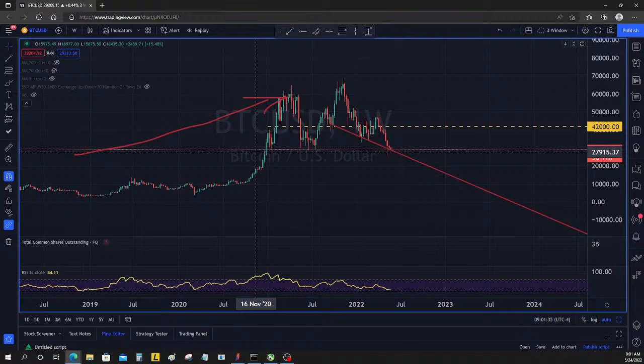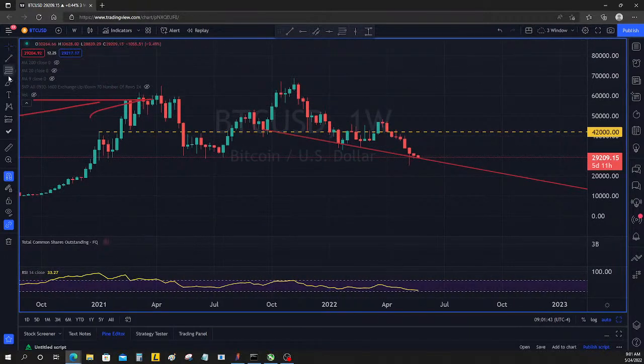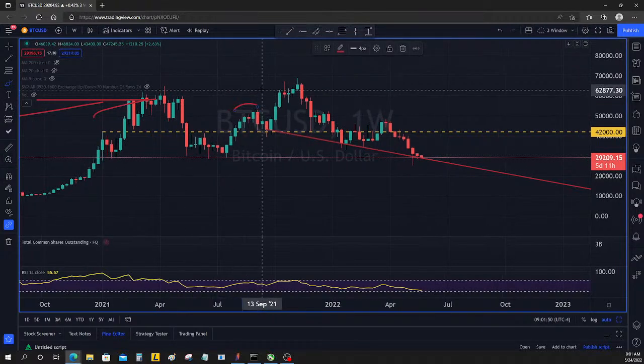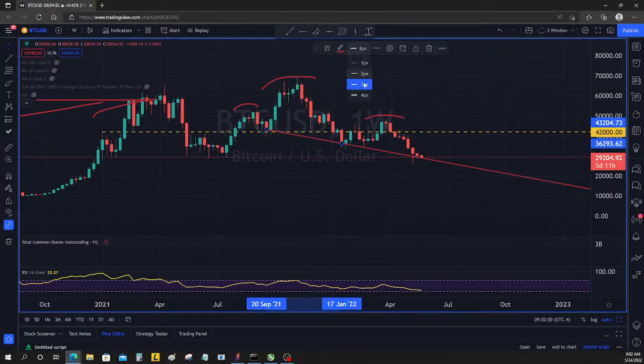Now, the first element of a head and shoulders pattern is the actual head and shoulders. So what we have here is a left shoulder, a head, and then a right shoulder. Now, there's some criteria and a neckline. And this red line right here indicates the neckline, this downward trend.